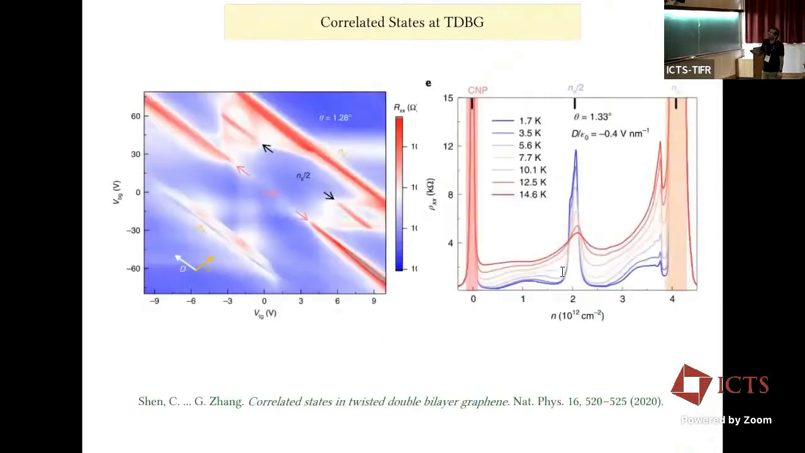And you can immediately see there is a gap. This is just an Rxx plot, resistivity, and at ns by 2, there is a gap. And this is kind of a thermal activation plot, if you wish, showing that this gap goes away beyond some temperature.